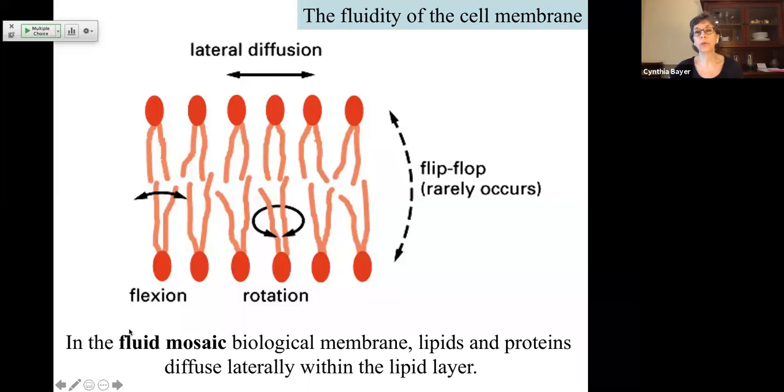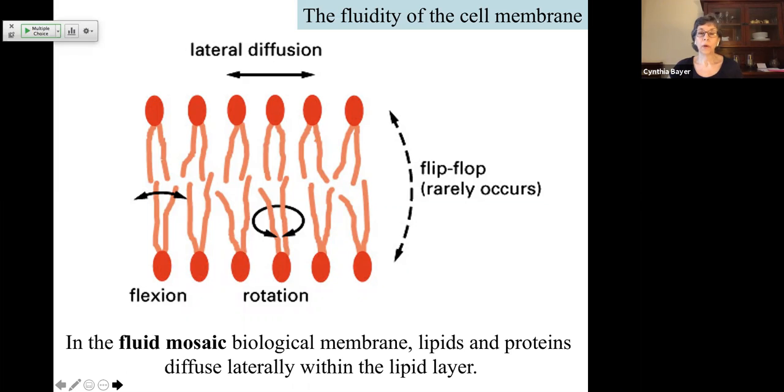Why a cell would choose to deliberately do that. So again, most of the time, the phospholipids that are in one layer stay in that layer, but they can move around. The lipids that are in the cytoplasmic layer facing the cytoplasm stay in that layer as well, but they're moving relative to each other all the time.